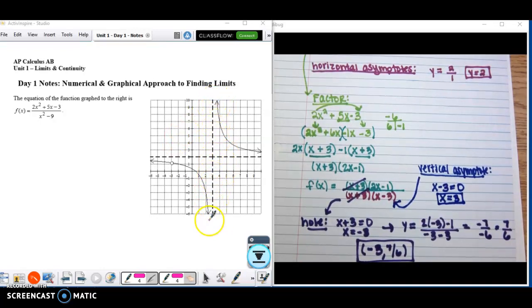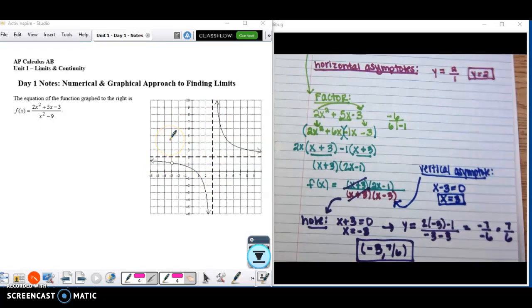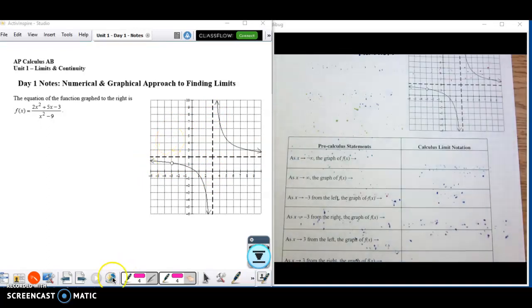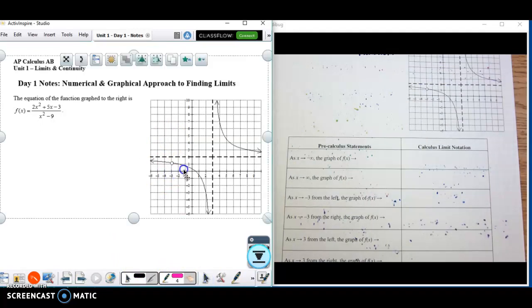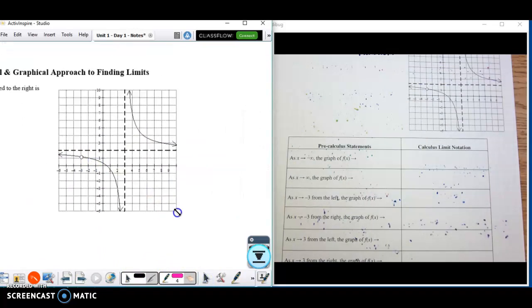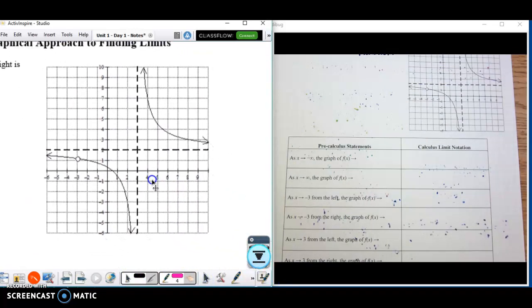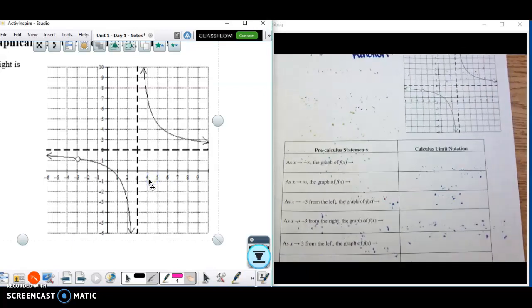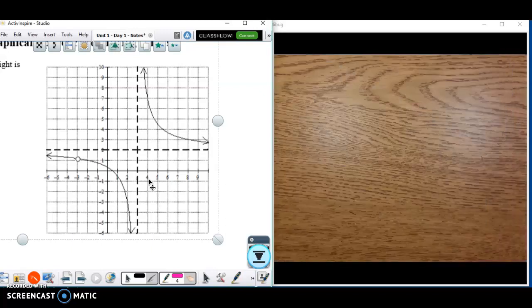Alright, so remember this was a rational function, and we were just figuring out how to get our asymptotes and our hole and where that came from algebraically. So what we're going to look at next, and I'm going to leave this graph up here, and I'm actually going to make it bigger. Okay, so looking at our graph, we need to figure out what these limits say.